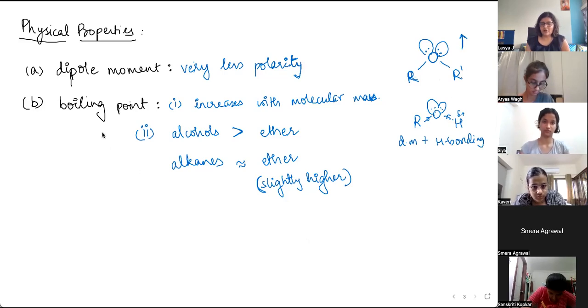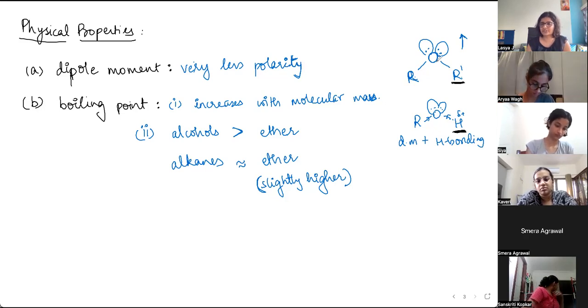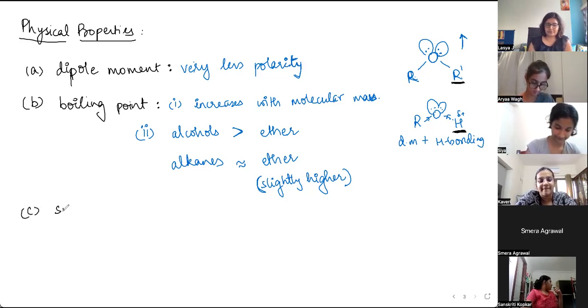So mostly when we talk about boiling point, we majorly compare it with alcohols, because functional group structure wise they're very similar. The only difference is here there is a hydrocarbon group, here hydrogen. So there's that comparison. And with alkanes, again, majorly hydrocarbons except there's one oxygen in the chain. So there's a comparison with alkanes. And next we talk about solubility.